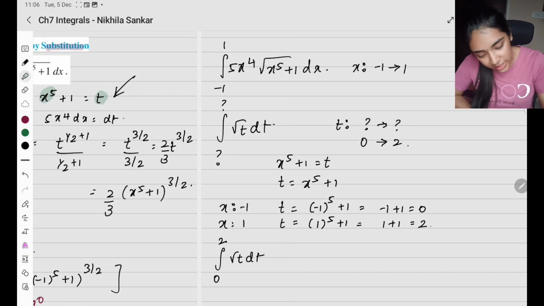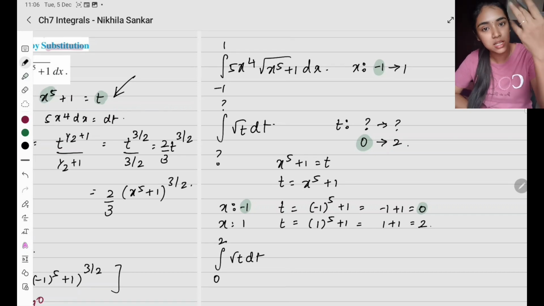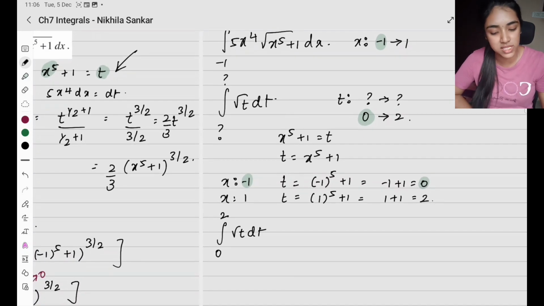So what do we see here? I have -1, so for -1 the value is 0. So that has to be here. You should not write 2 to 0. Okay, write it in the same order as -1 to 1. You also know that the lower limit has to be less than the upper limit. So even if you put it that way, this is what will come. But remember that -1 maps to 0 and 1 maps to 2.